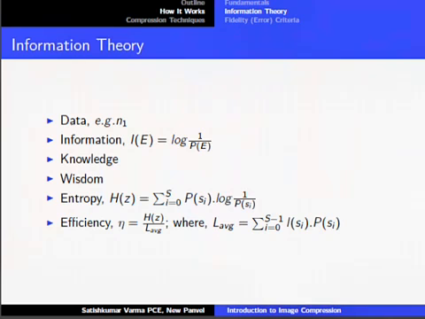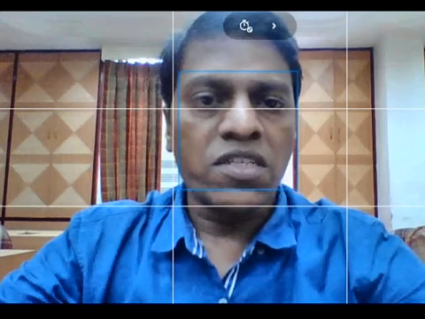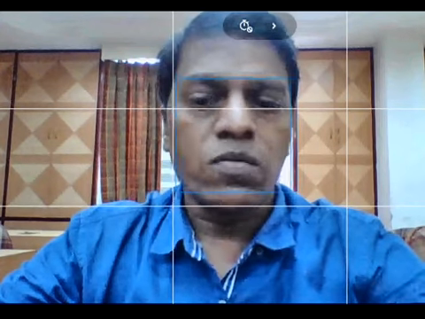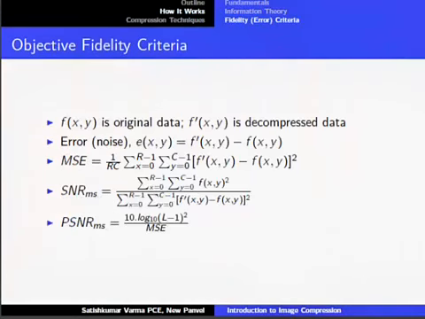Efficiency of entropy, an average number of bits per pixel. Detailed discussion on entropy and efficiency is out of scope of this video. There are two different types of compression techniques: lossy and lossless.